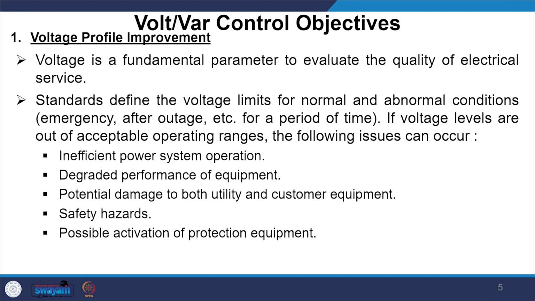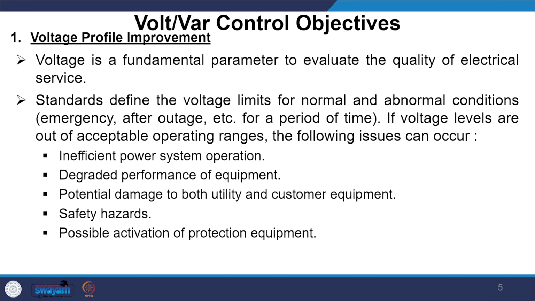Now, what exactly are the main objectives of Volt-var control? First of all, we need to improve the voltage profile of the system. Voltage is a fundamental parameter to evaluate the quality of electrical services. If you are experiencing a constant voltage at your terminal, it means your distribution system is doing a fantastic job. Standards define the voltage limits for normal and abnormal conditions, that is emergency or after outage, for a period of time.